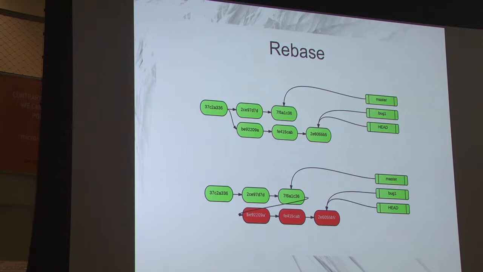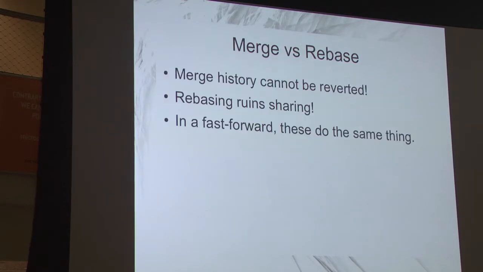You no longer have the same set of commits. Each one of them has the same contents, but it is a different set of commits altogether. Why this makes a difference: if you look at the second bullet there, in rebasing, sharing requires commit IDs to be identical. It requires the same set of commits.